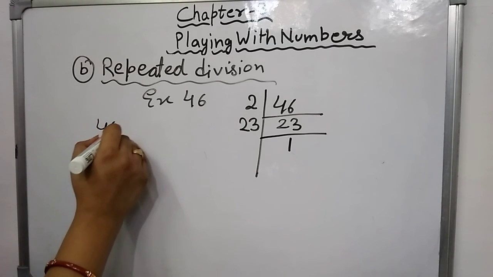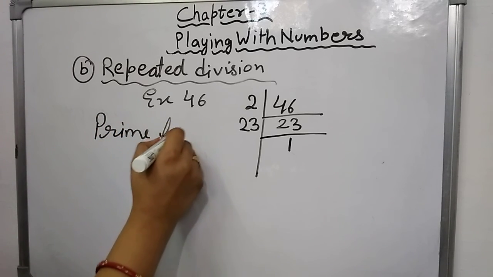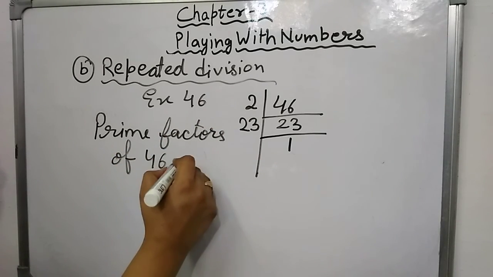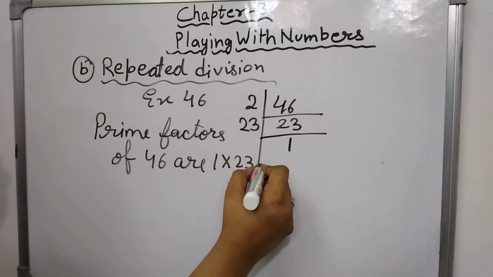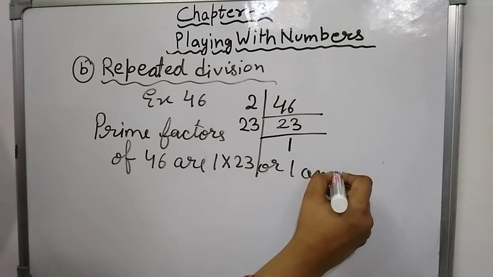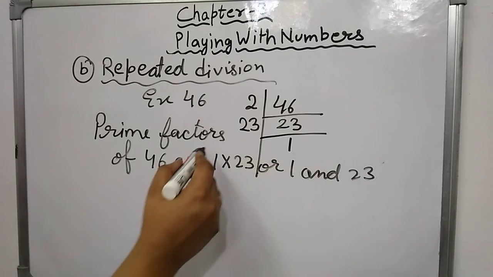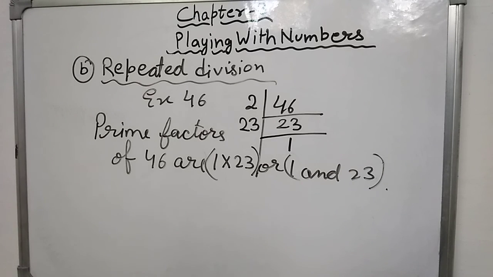Now we got the prime factors of 46. The prime factors of 46 are 2 multiply 23, or 2 and 23. You can write it any way, like this or like this. That is your choice. Right? So these are two methods of prime factorization: the factor tree method and the repeated division method. Thank you.